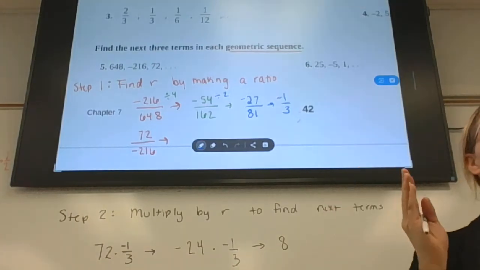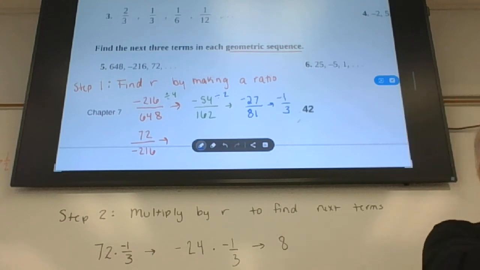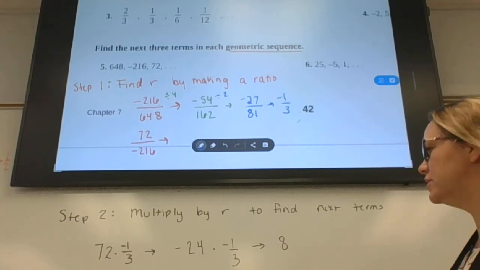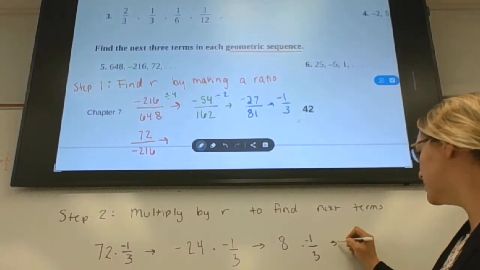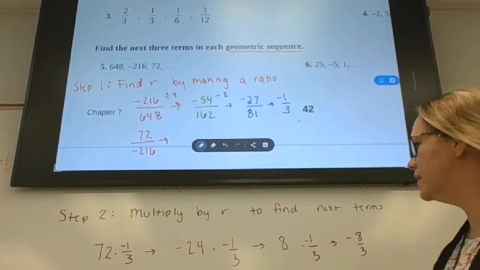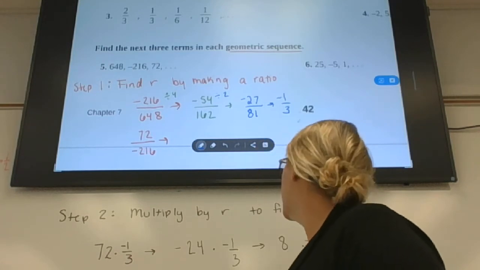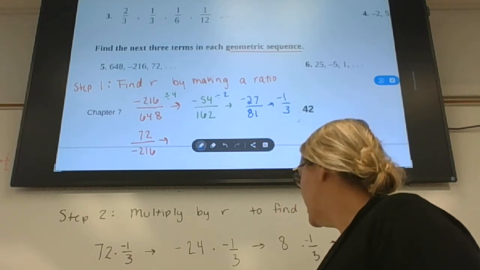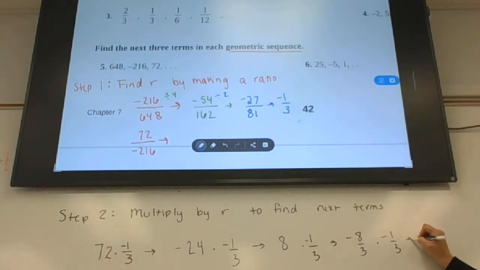So when your ratio is negative, your list is going to go positive, negative, positive, negative. And that's okay. Don't question that. 8 times negative 1/3 would be negative 8 over 3. So the answer is negative 24, negative 8 over 3. One more. Times negative 1/3 would be 8 over 9.